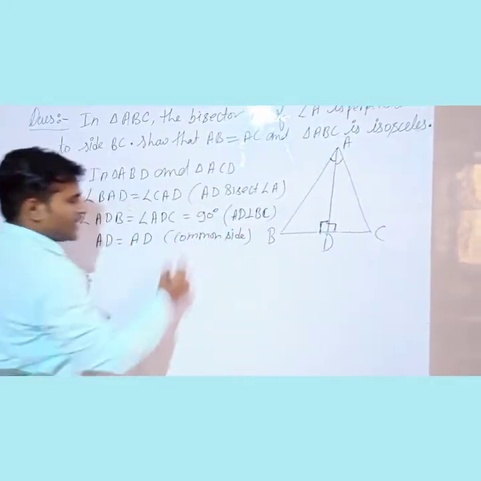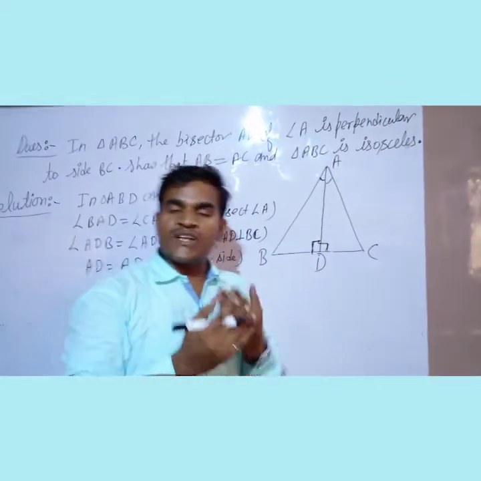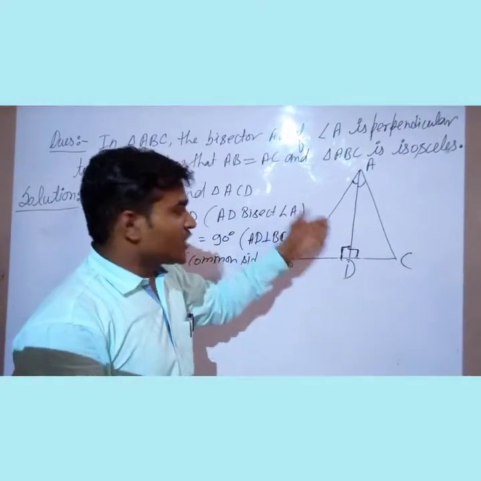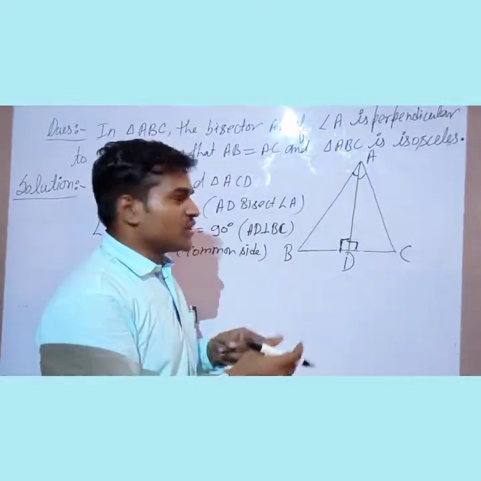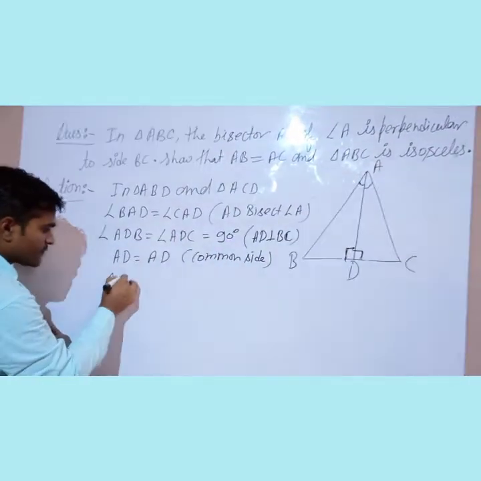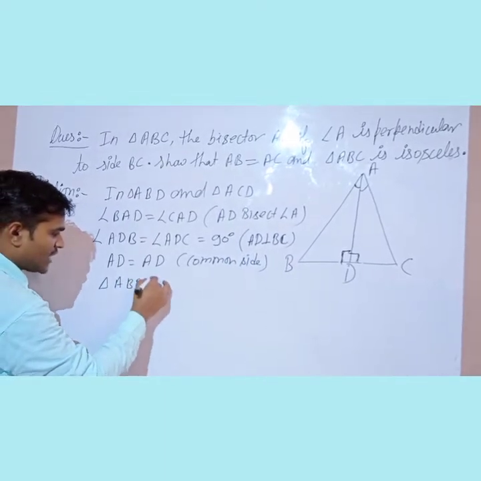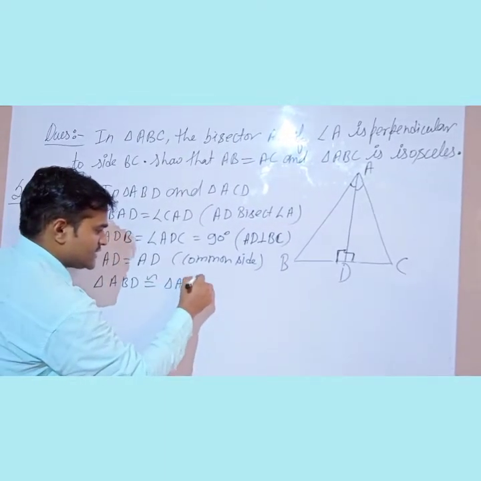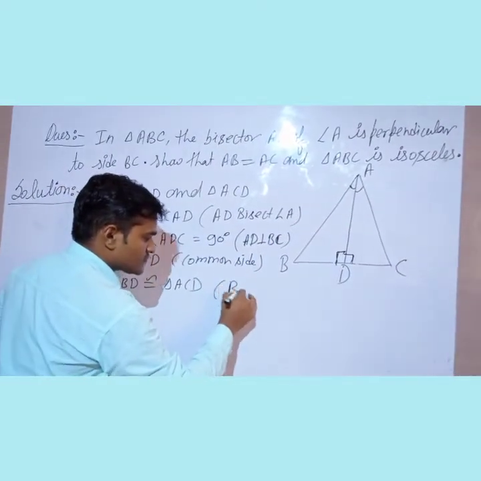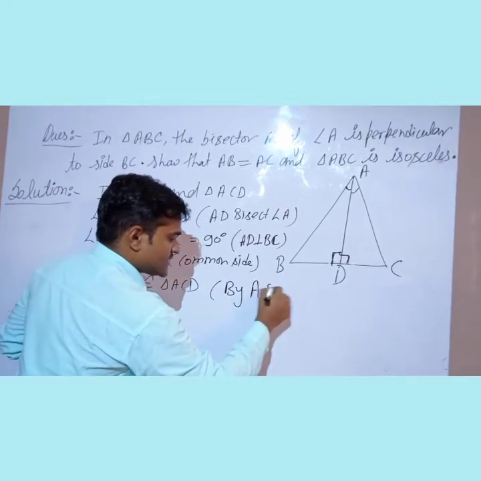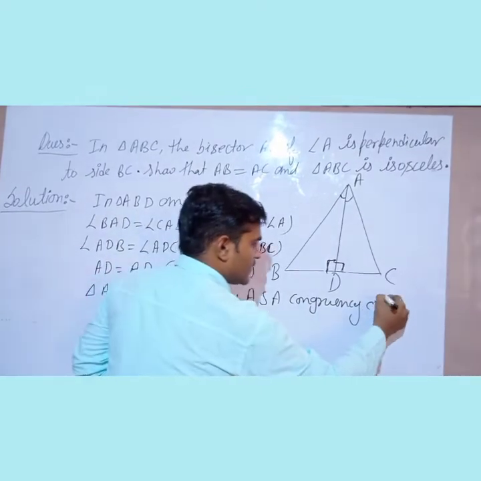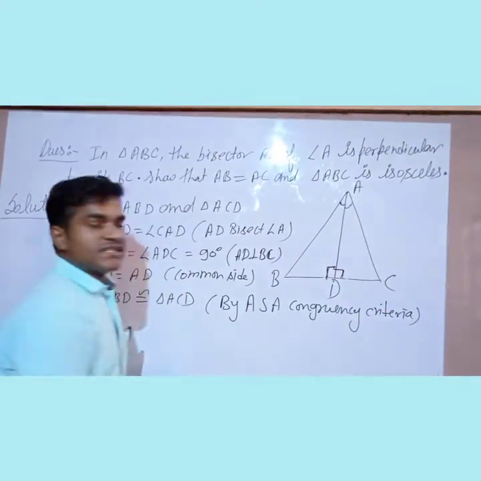Common side. So children, here we have two angles and the included side equal. So these two triangles are congruent by the ASA congruency criteria. So children, triangle ABD is congruent to triangle ACD by ASA congruency criteria.